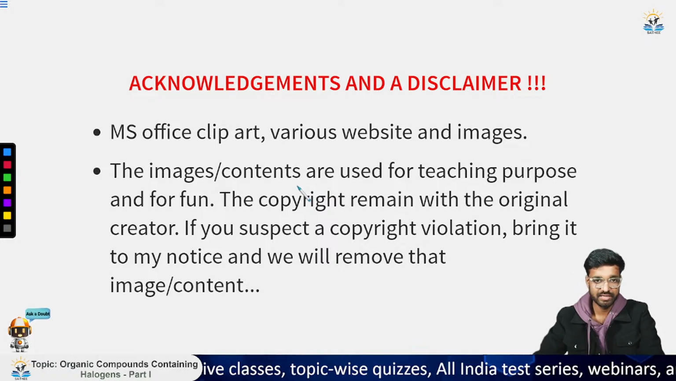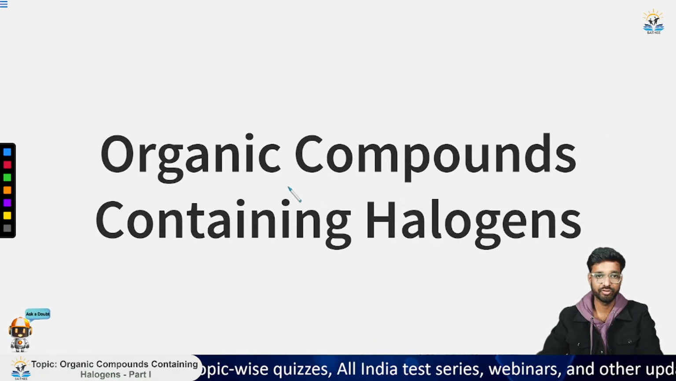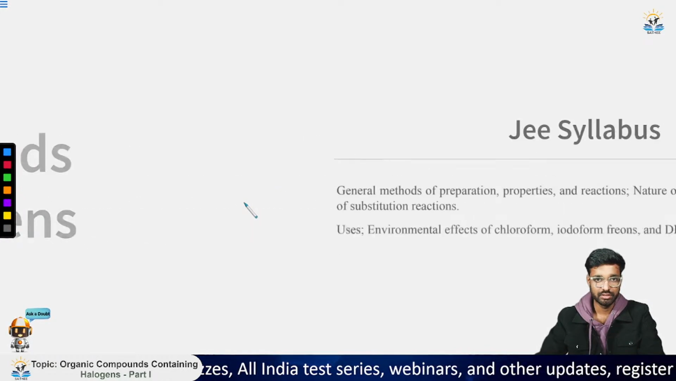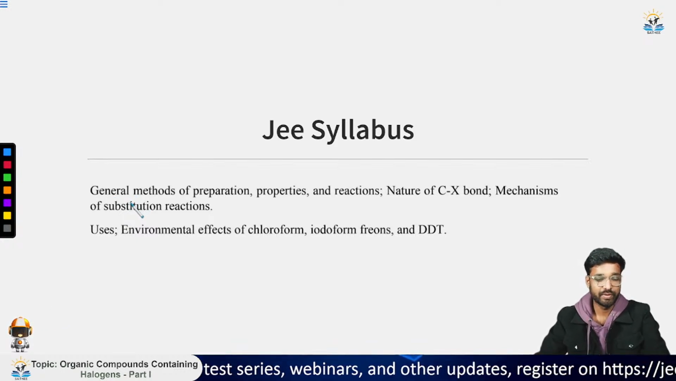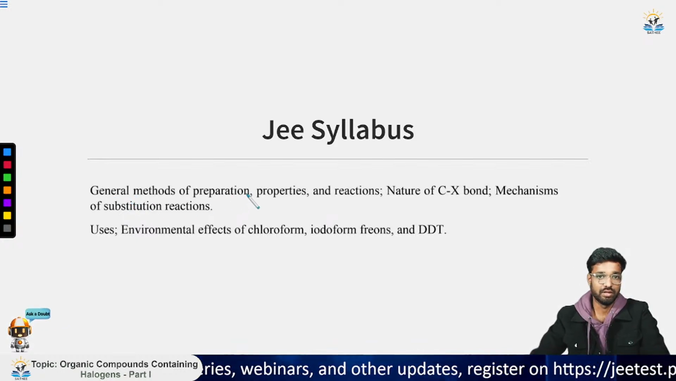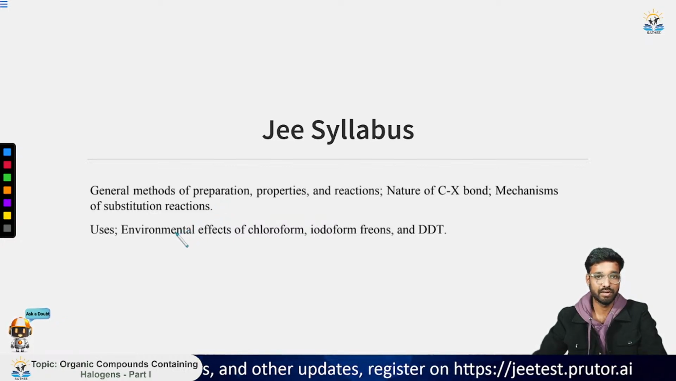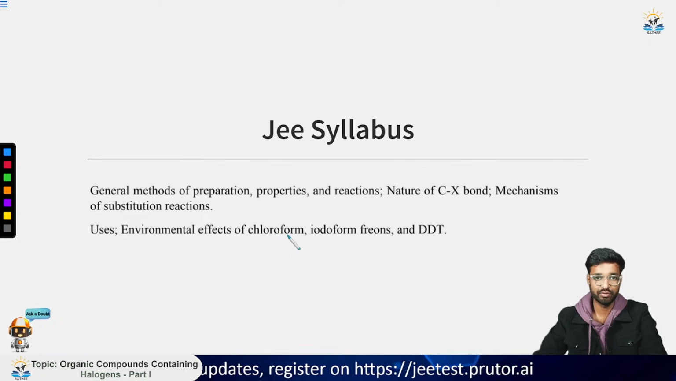So yesterday we completed the chapter on hydrocarbons, and today we will start with haloalkanes, haloarenes, or you can say organic compounds containing halogens. So this is the JEE syllabus that we have. It basically includes the properties and reactions of haloalkanes and haloarenes, and some polyhalogen compounds, including chloroform, iodoform, freons, etc.